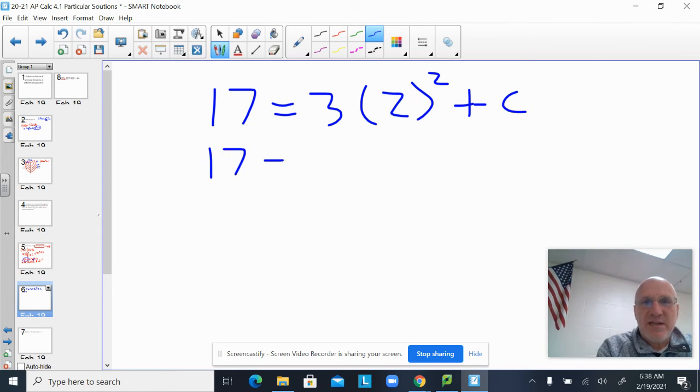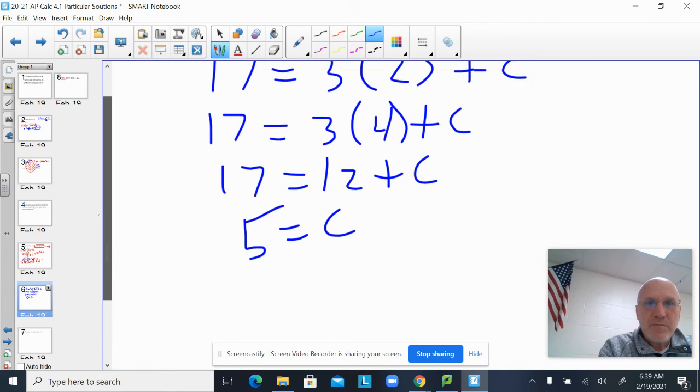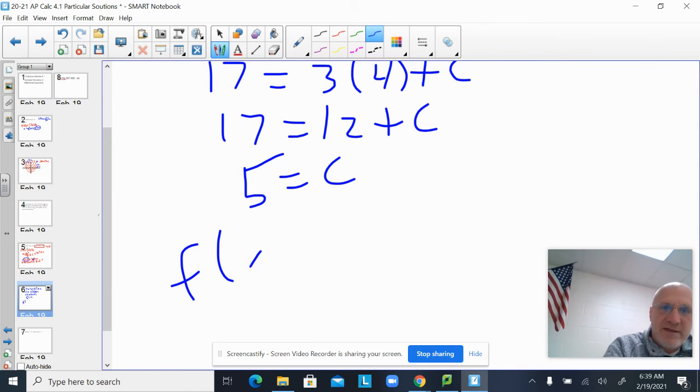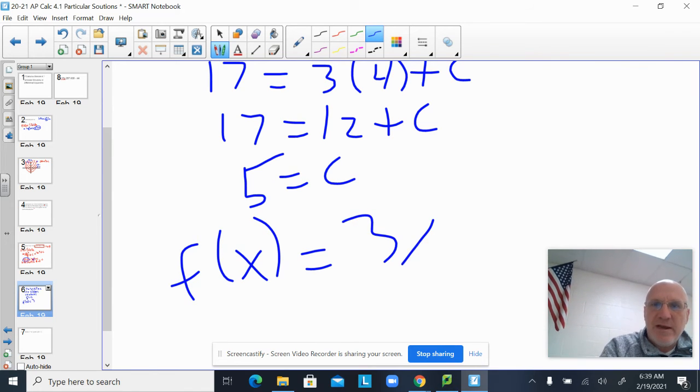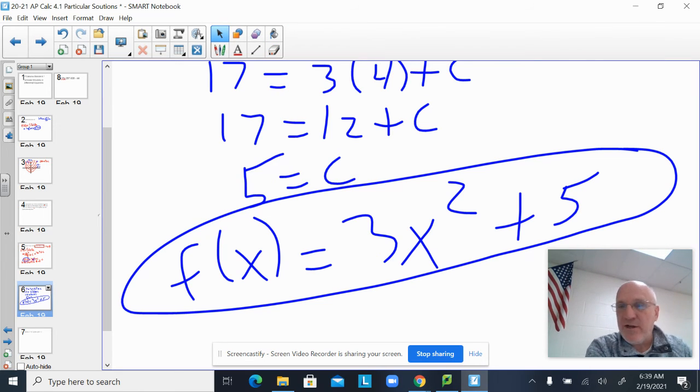So this becomes 17 equals 3 times 4 plus c. 17 equals 12 plus c. We subtract 12, we get 5 equals c. We found the constant of integration. It was 5. Don't circle that c equals 5 and tell me you're finished. The particular solution is now f of x equals 3x squared plus 5. That is the particular solution to that differential equation given that initial condition.